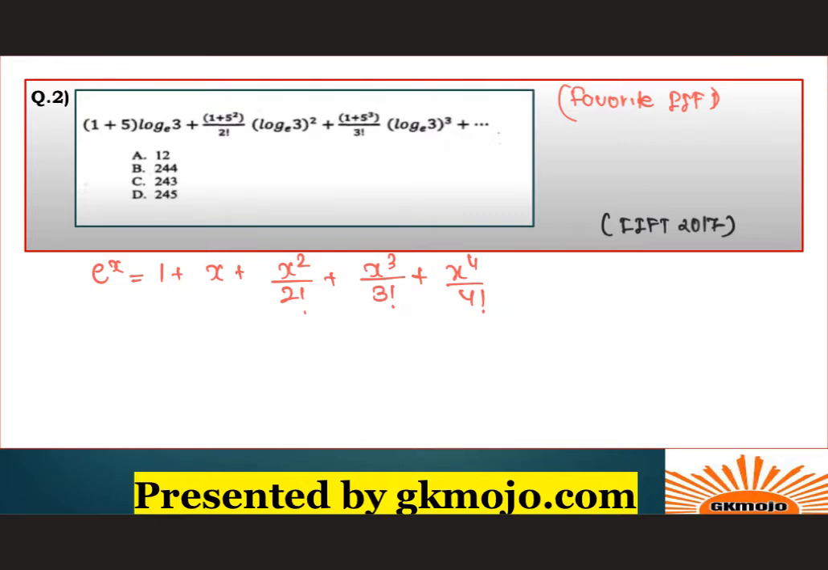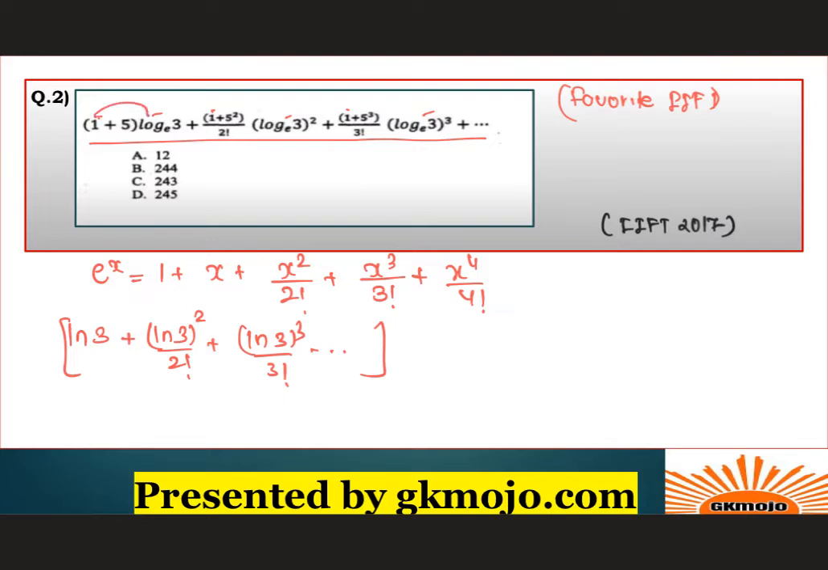Just be concerned about this. Do not be confused about why this came and how this came. If we solve this series now, if we separate it, first I'll multiply this 1 by this log 3, similarly this 1 by this, and this 1 by this. So what you get is ln 3 plus ln 3 square upon 2 factorial plus ln 3 cube upon 3 factorial, and so on. This is the first series when I multiply this with this, and this with this.